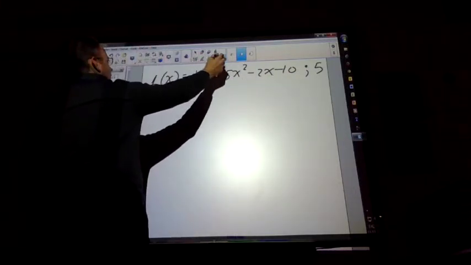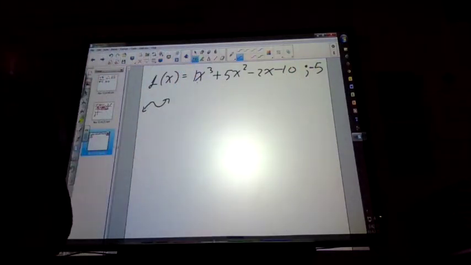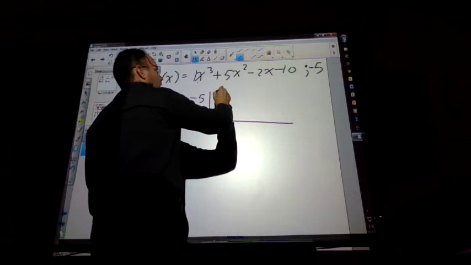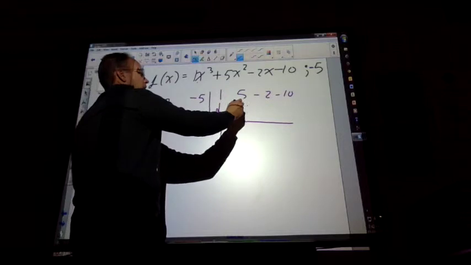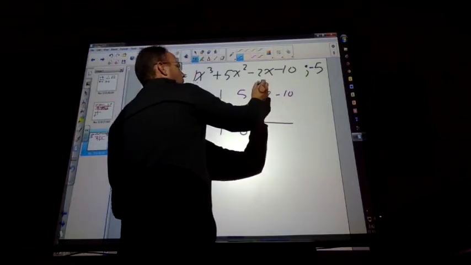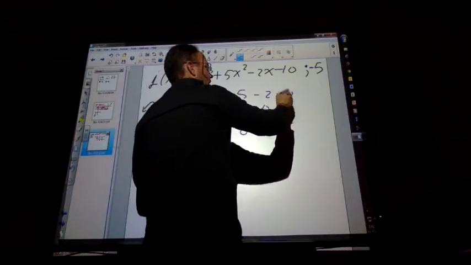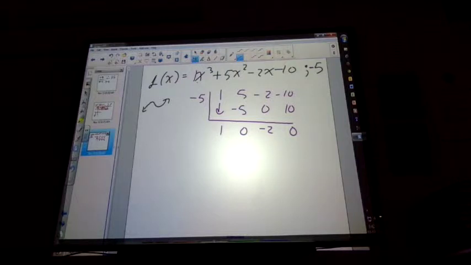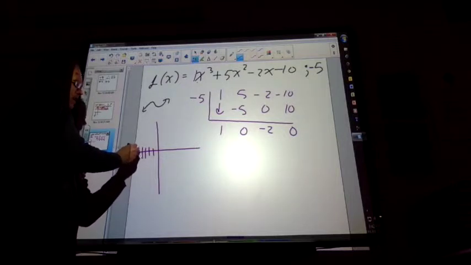Okay, let's say the problem was given to us where we know that this is -5. Now we want to know if -5 is a solution. So let's do it the same way. I'm going to divide by -5 using synthetic division: 1, 5, -2, and -10. Come straight down. 1 times -5 is -5. Add those together, 0. 0 times -5 is 0, -2 combined with 0 is -2. -2 times -5 is +10. Add those together, I get 0. Is -5 a solution to this problem? Yes, so graphically, the graph is going to cross right there.